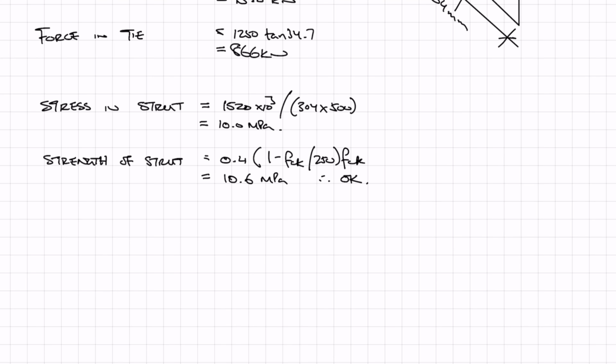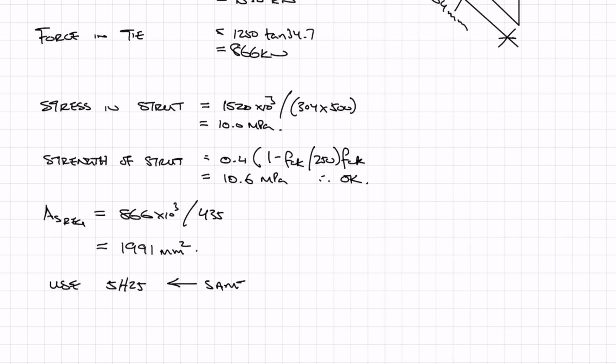Now we can work out the reinforcement by simply dividing the tie force by design yield stress. In this case, the design yield is 435 newtons per millimeter squared, and this gives us an area of steel required of 1,991mm squared. We can again provide 5 H25 bars, the same as using beam theory.